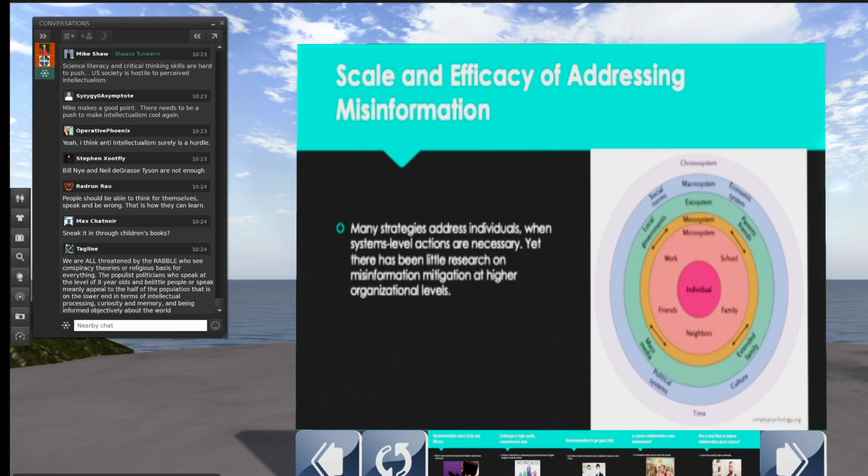Radron says people should be able to think for themselves, speak and be wrong. That is how they learn. That's sort of the nature of science. Max suggests sneaking it in through children's books.